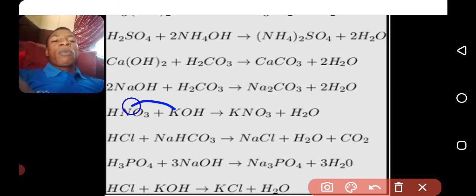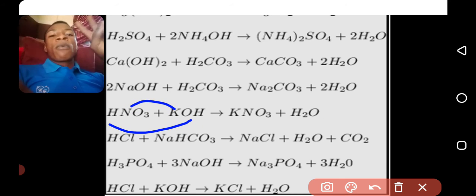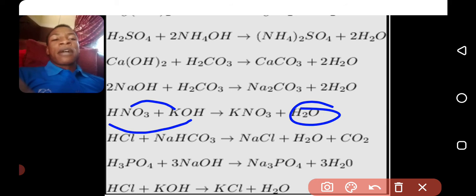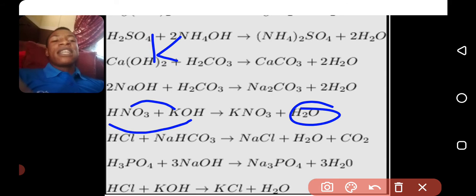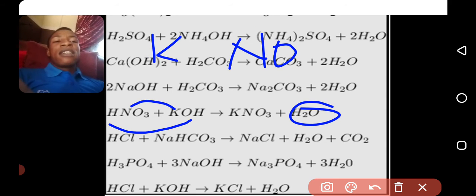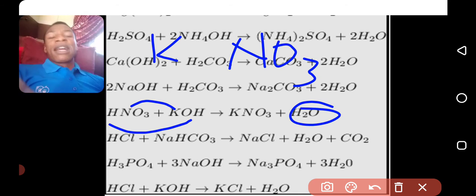K will pick up NO3, H will pick up OH. H picking up OH gives us water. K picking up NO3, you need to investigate their valencies. K and NO3, you know valency is the combining power. That's what determines how they are going to combine.